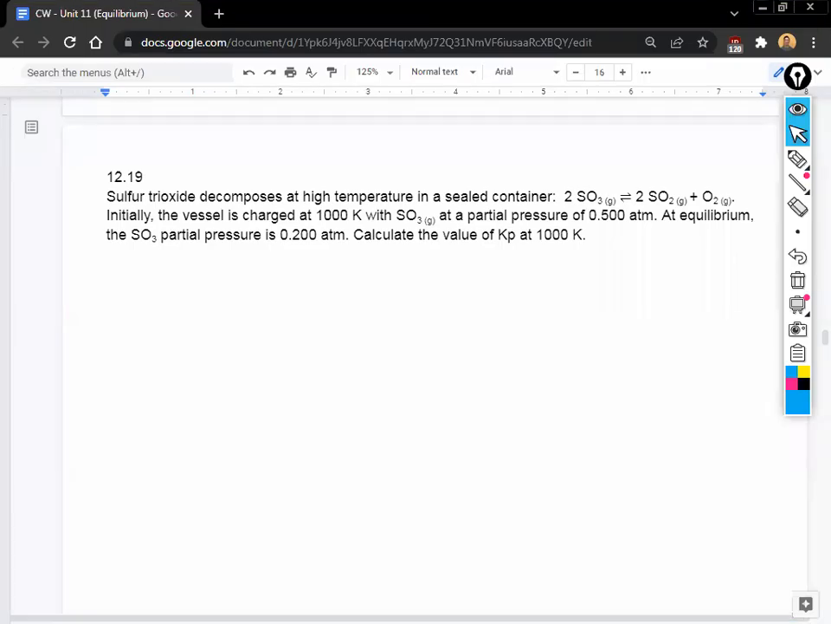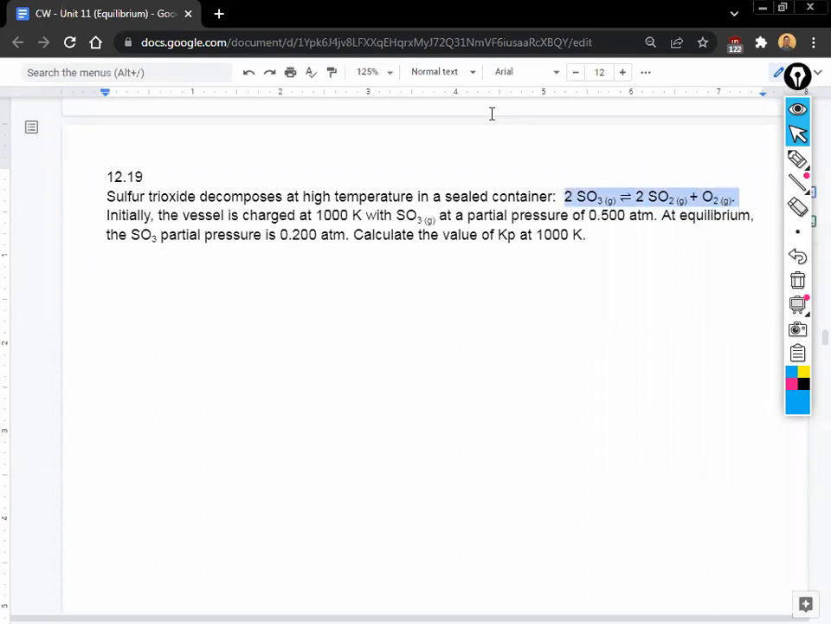Okay, so we're going to continue talking about ice tables. For this problem, we're going to need to construct an ICE table. Just make sure you have your notes handy so that you can refer back to it since it was a really long weekend. Let's take a look at this problem. We've got one for sulfur trioxide. If it's kind of hard to see, this is the equation right here.